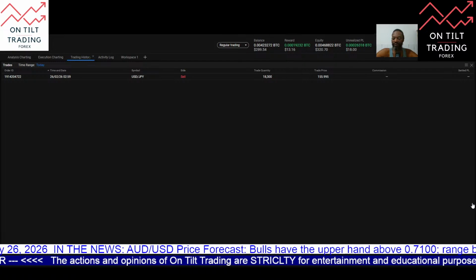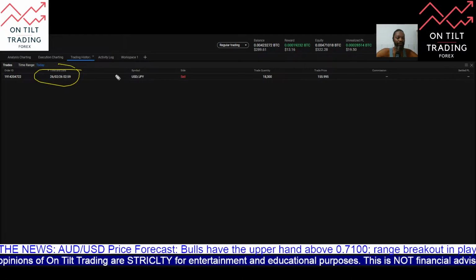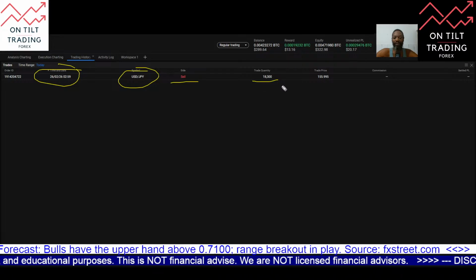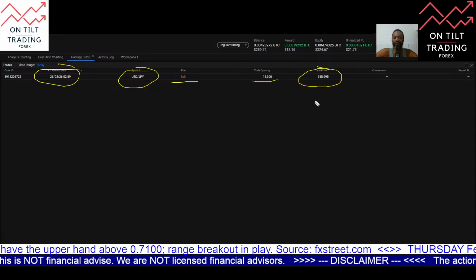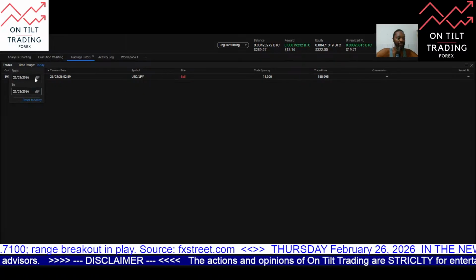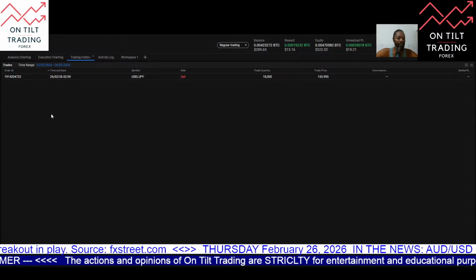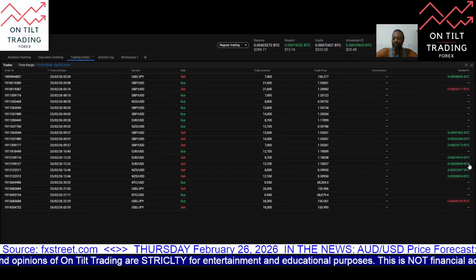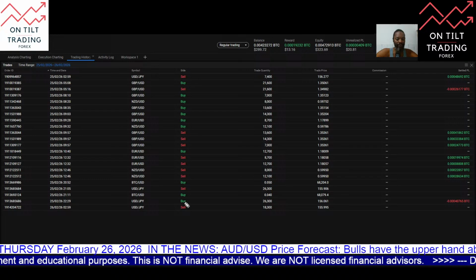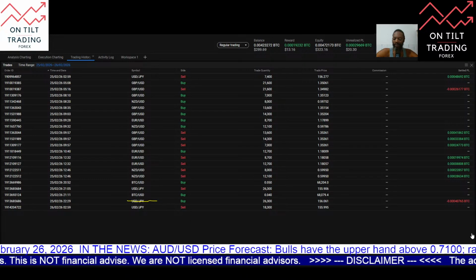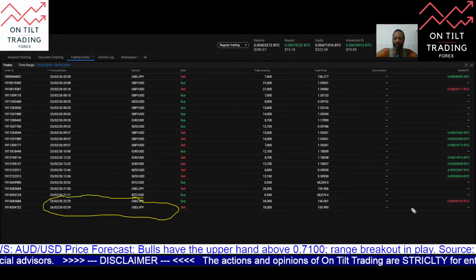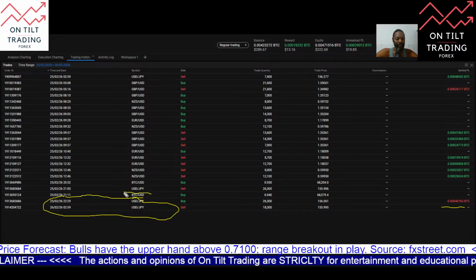So this is my history for today. I've only, at 2:59, entered dollar yen for the sell, 18,300 in quantity, price 155.995. And then we can have a look at yesterday. This is the trade on dollar yen that I FOMO'd in on. You can see the loss here. And then this is the Bitcoin trade.